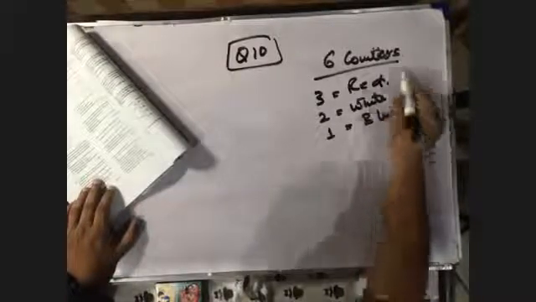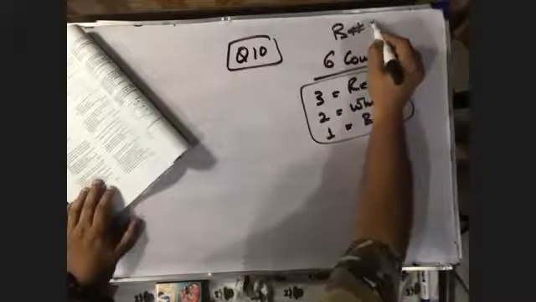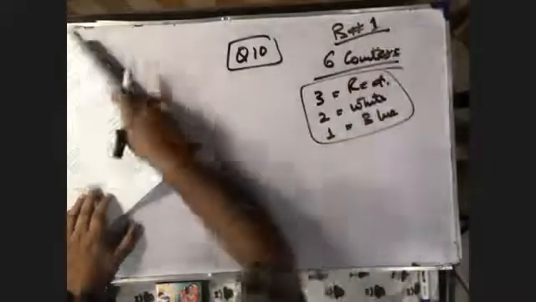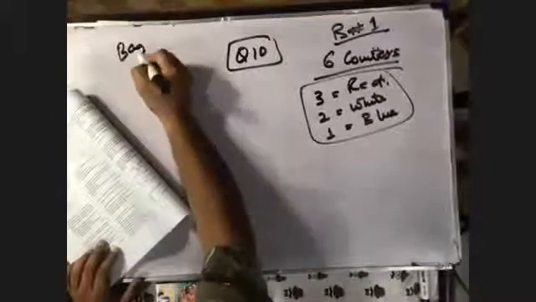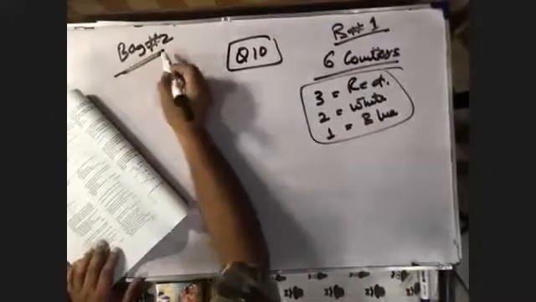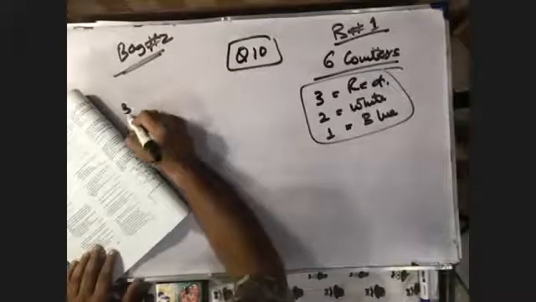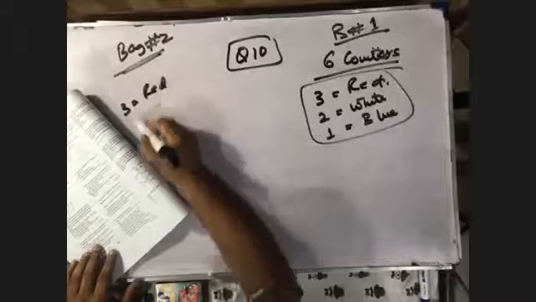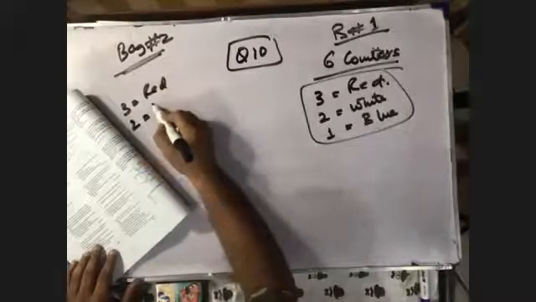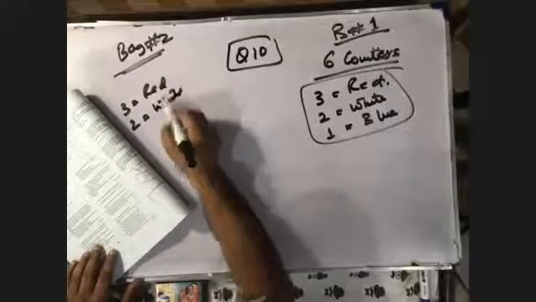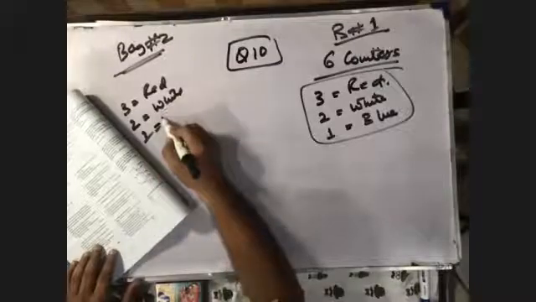Okay, there are 2 bags. This is bag number 1 and this is bag number 2. In each bag there are 6 counters. This one also has red equal to 3, white equal to 2, and 1 equal to blue.